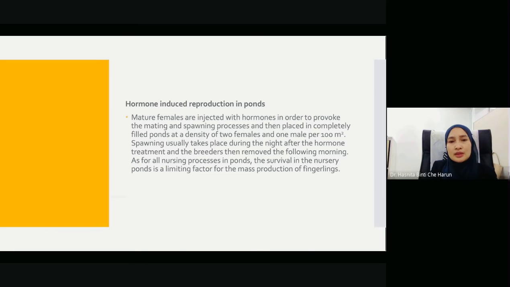Because this process is carried out in a pond, the survivability in the nursery pond is one of the limitations due to cannibalism. So normally a smaller amount of fingerling is produced from this system.